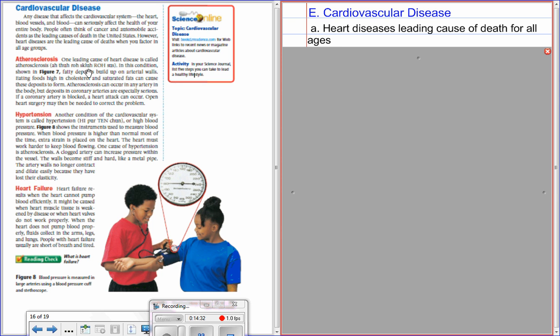Good Lord. Atherosclerosis. I thought it was arterial. Okay, well, we'll work together.